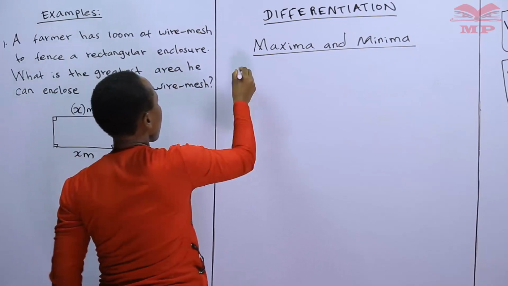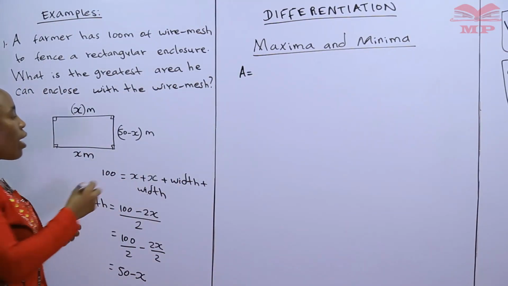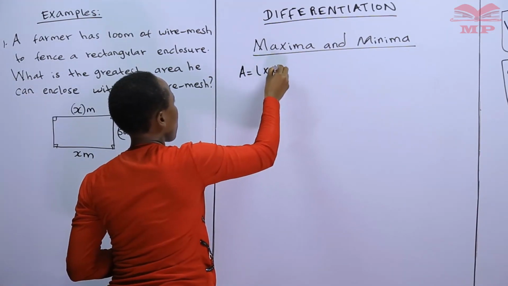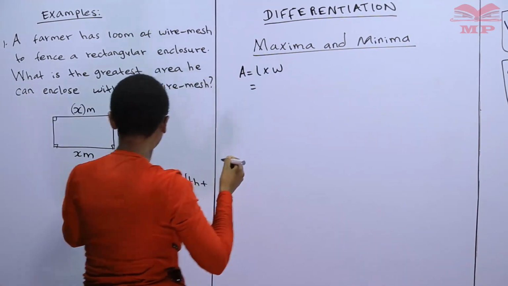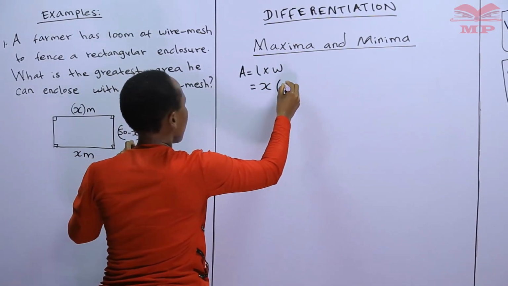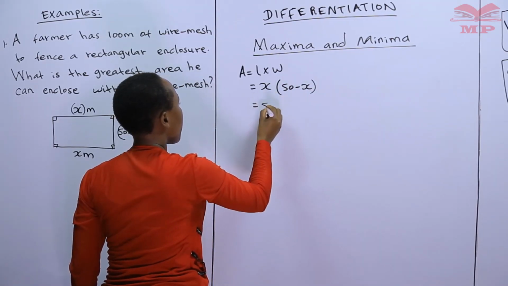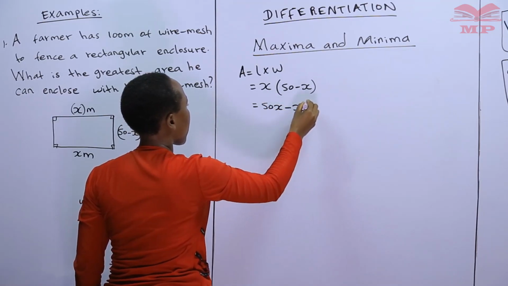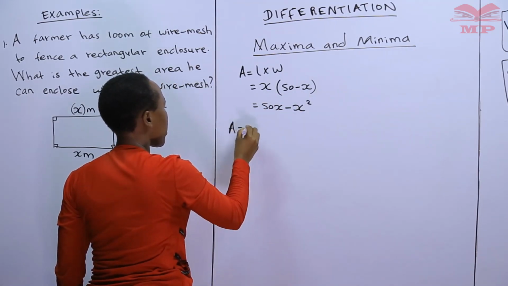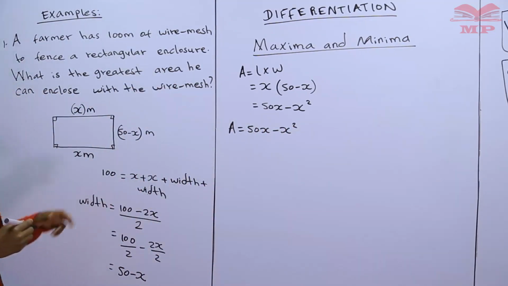So in our case, for a rectangular enclosure, the area is given by length times width. So our area is length, our length is x, and our width is 50 minus x. Therefore the area will be 50x minus x squared. So area is equal to 50x minus x squared. And the question is asking us to get the greatest area he can enclose with the wire mesh.